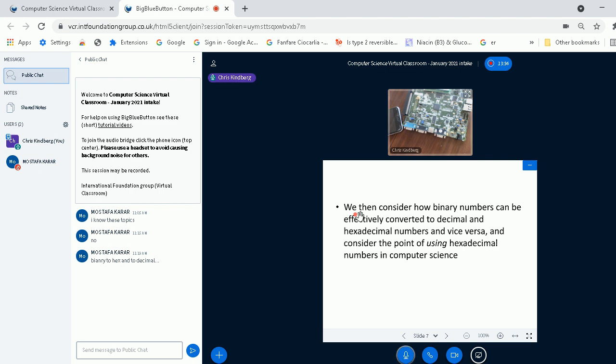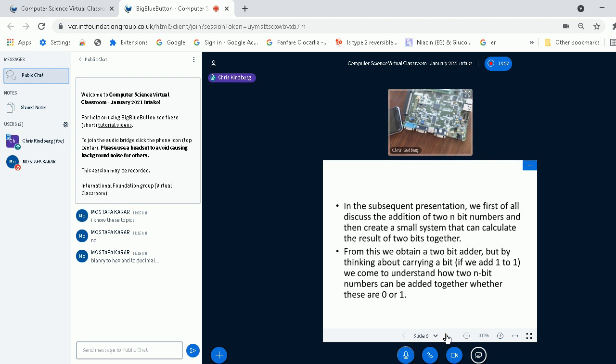And we should, on our way, consider the whole point of using hexadecimal numbers in computer science in the first place. So we'll spend a minute considering that issue. Why do we use hexadecimal numbers? What's the point? What's the purpose?